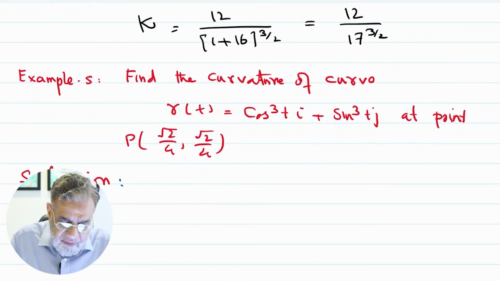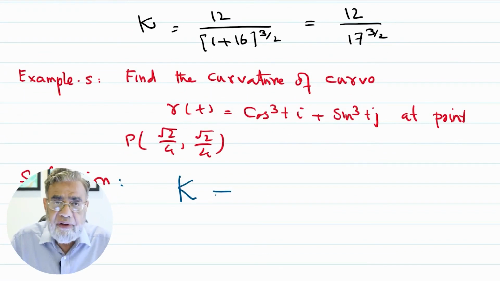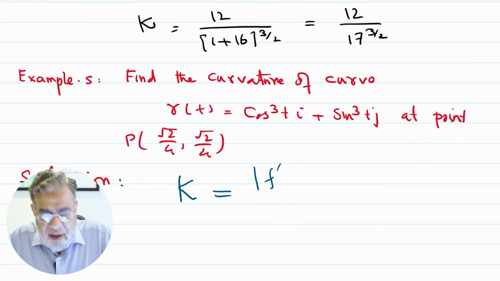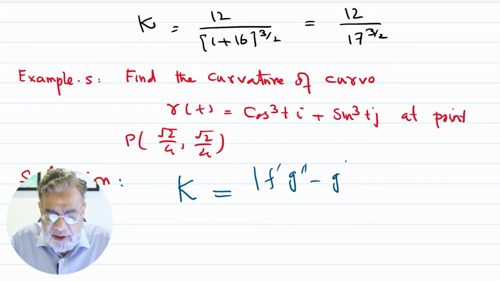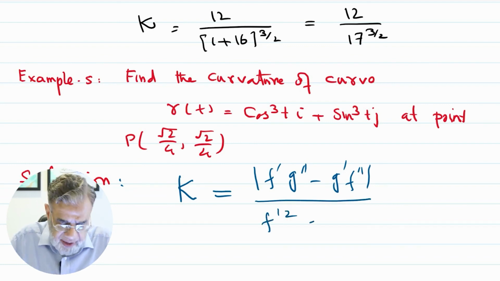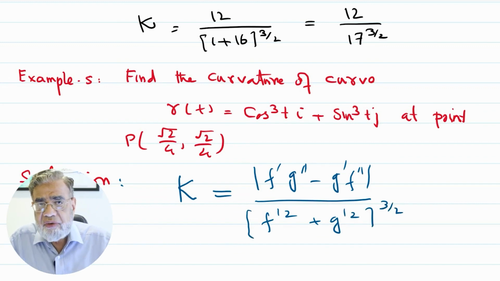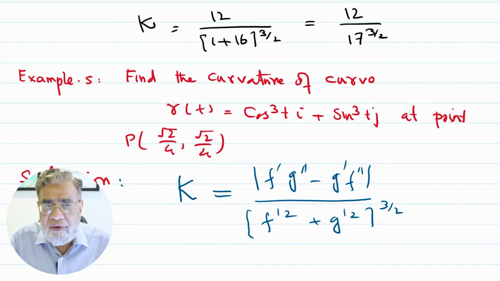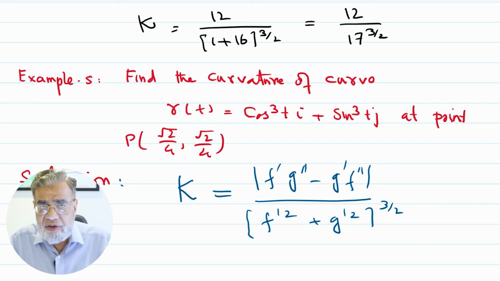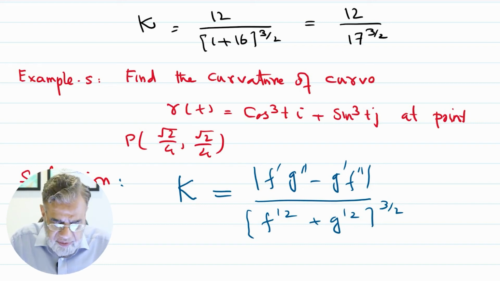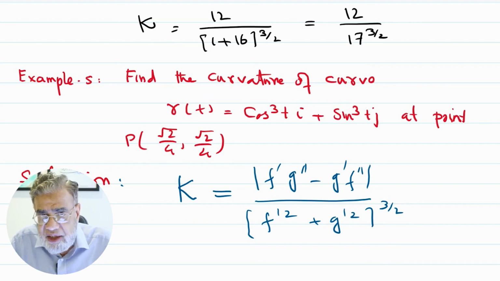In the next example, we have the curvature. We want to find the curvature of the curve r of t, that is cosine cube t i plus sine cube t j, at the point (2 root 2 by 4, 2 root 2 by 4). So we can write here in the solution that we are going to use this formula. As I mentioned, we have the component of z as 0, and when we solve it, we get the magnitude of f dash g double dash minus g dash f double dash, divided by (f dash square plus g dash square) to the power 3 by 2. So simply we find f and g, find f dash and g dash, substitute, and take the value at that particular point.